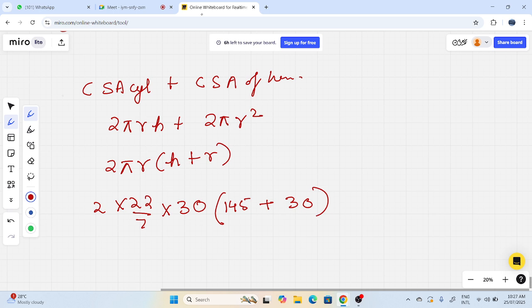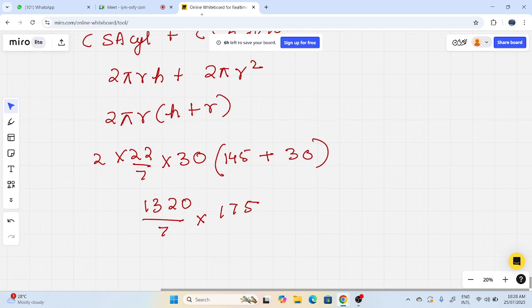That means, how will you calculate? You will multiply 2 into 22 into 30. 2 into 22 into 30 is how much? 1320 by 7 multiplied by 175. Mom, I know where I went wrong. Yeah, you made the mistake after this step, Atishay, which is not acceptable. From here it's okay, but here you had already reached there.